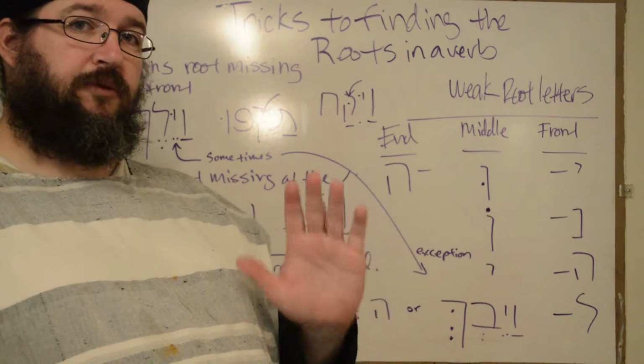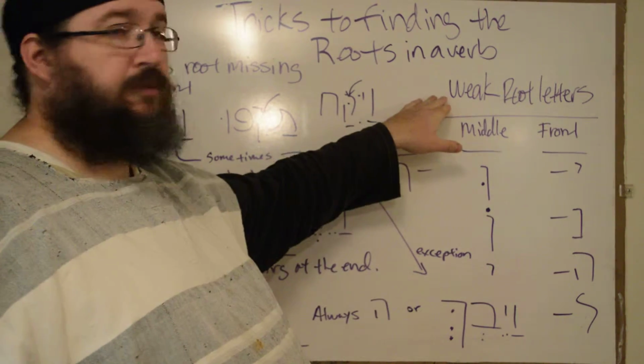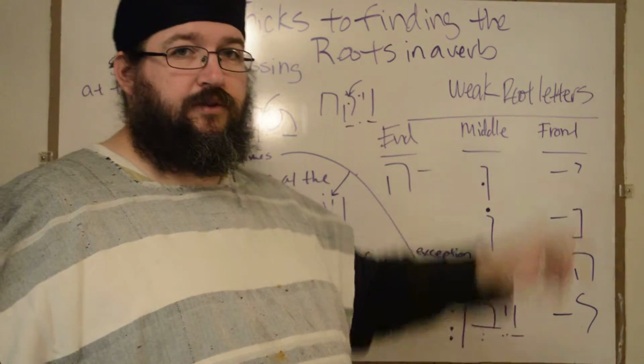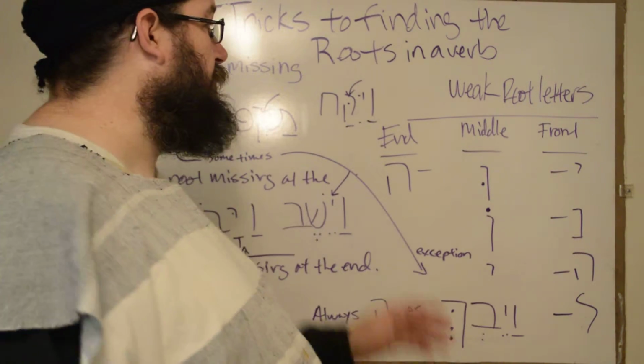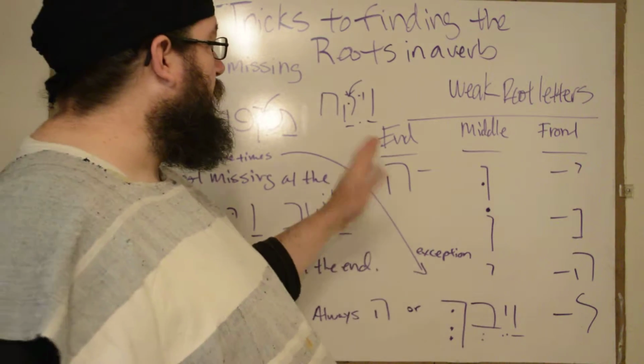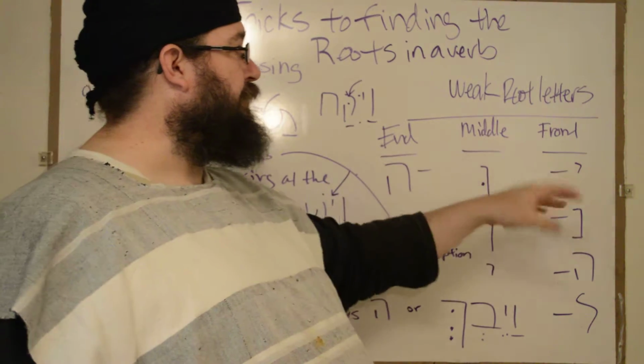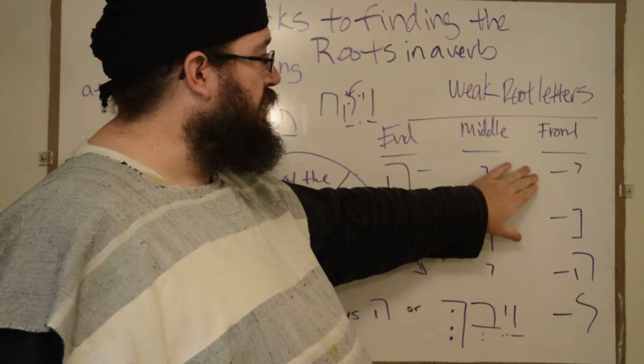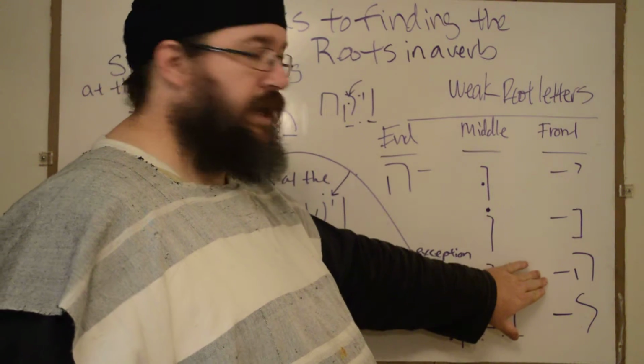So before we do this, we've got to go back and do some memory lane stuff. This is what we do. What are the weak root letters that are used in verbs? We have the end, the middle, and the front. So what are the front ones? Well, the main ones are yud, nun, and hey.